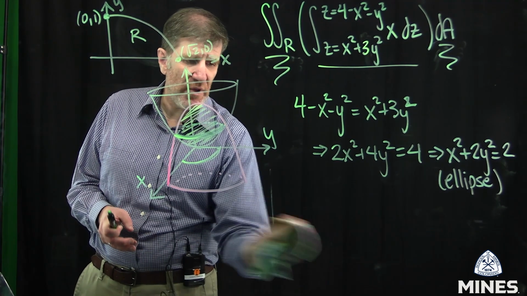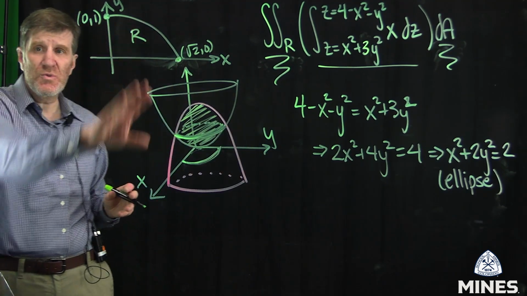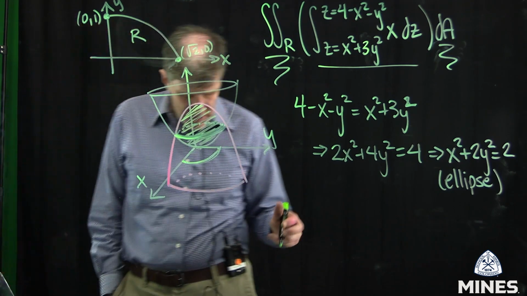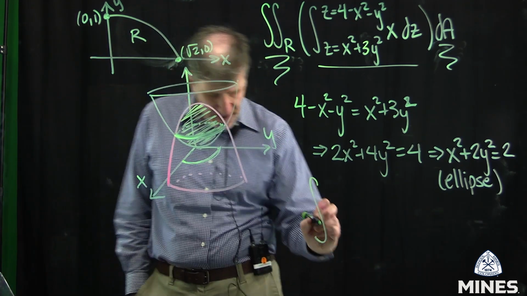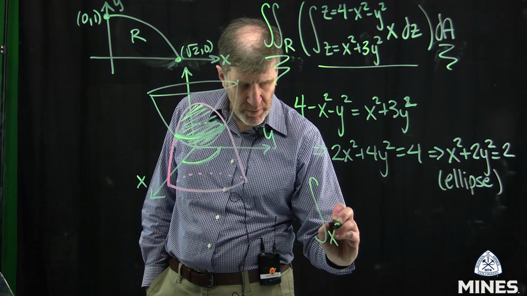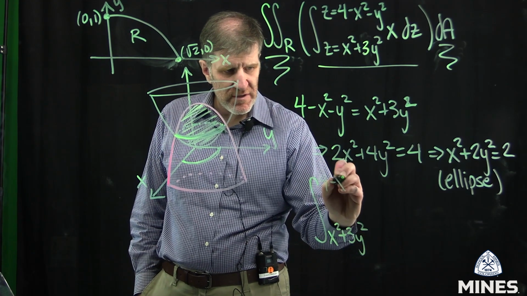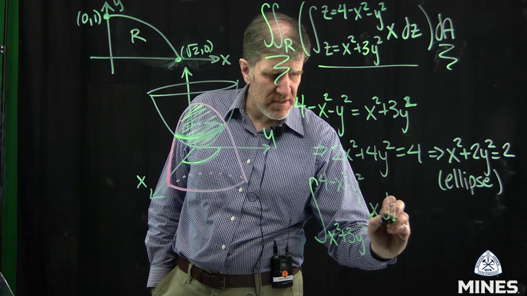Do we want to do x first? Do we want to do y first? In this case, with this region, we could do it either way. It could be x first, or it could be y first. So I'm going to set it up x first. In the end, what we have is z going from x squared plus 3y squared up to 4 minus x squared minus y squared, the function x, dz.